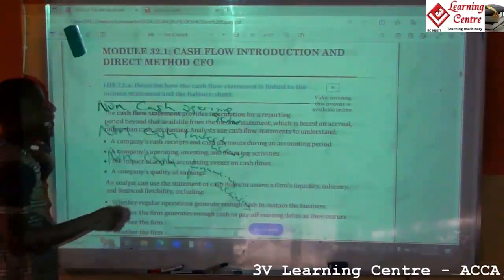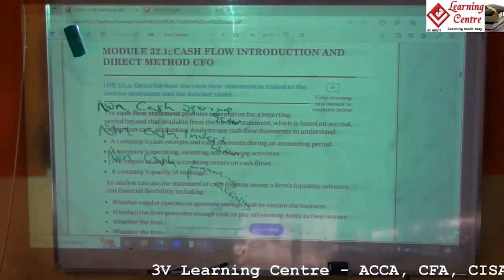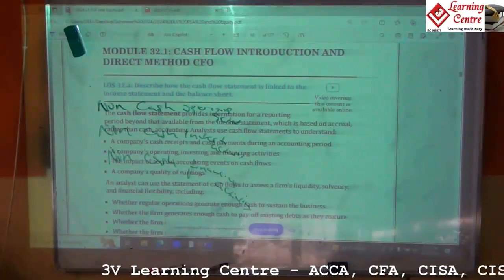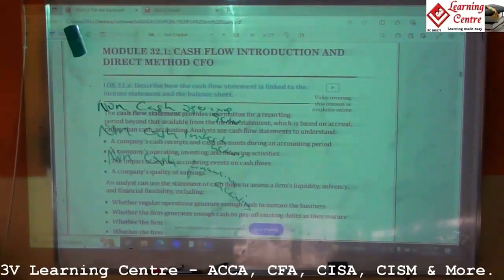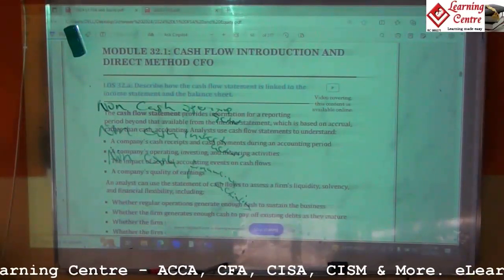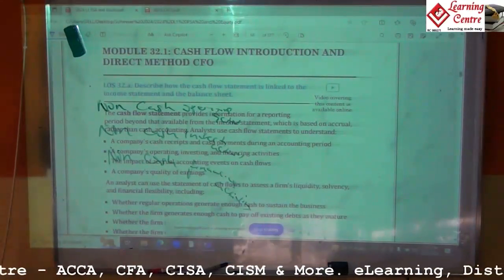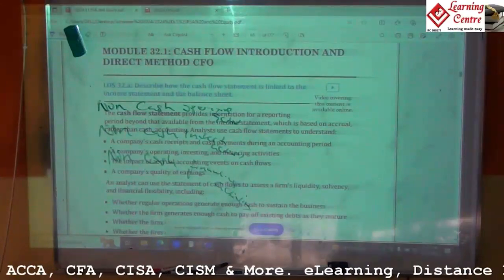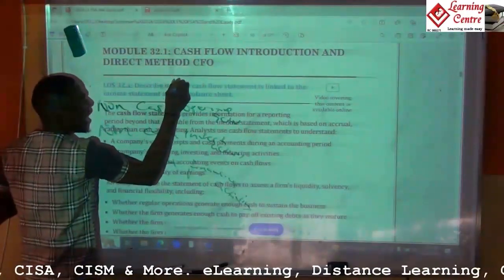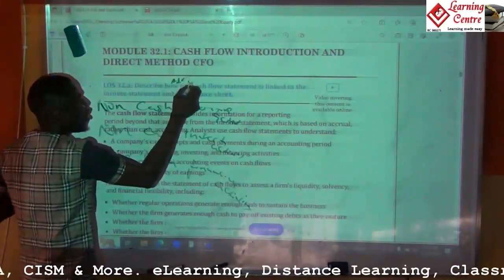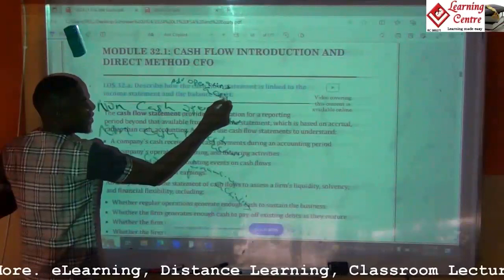So non-cash operating activity, something like depreciation, amortization, and impairment. How do you treat it in your cash flow? Items like non-cash operating activities, you add it back or you subtract it in your operating activities.